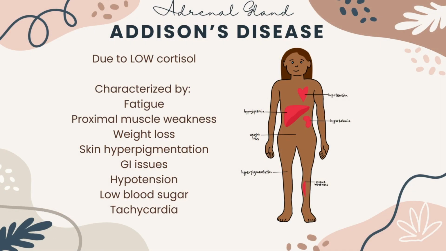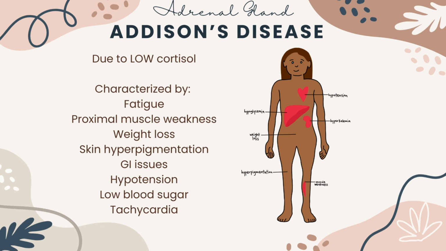Next is Addison's disease. This occurs when the adrenal cortex produces insufficient cortisol and aldosterone hormones. It is also characterized by fatigue and proximal muscle weakness. But in this, you'll see weight loss, skin hyperpigmentation, GI issues, hypotension, low blood sugar, and tachycardia. Treatment primarily consists of long-term pharmacological intervention using synthetic corticosteroids and mineralocorticoids. So those are the two for adrenal gland.